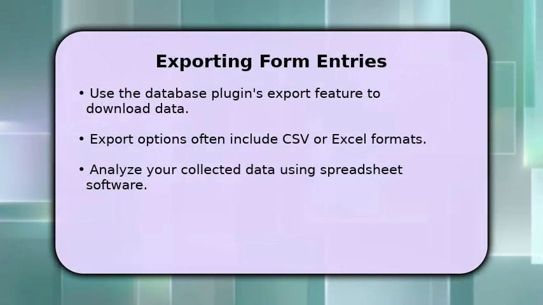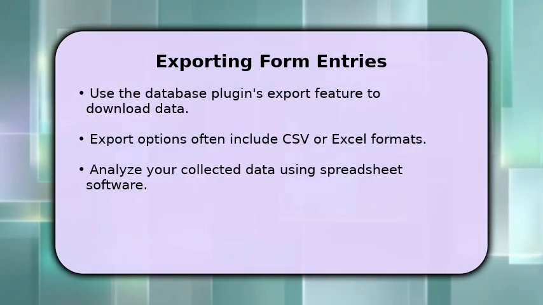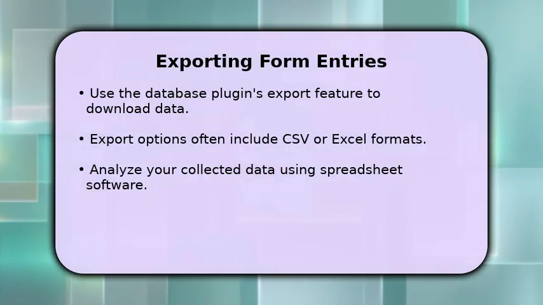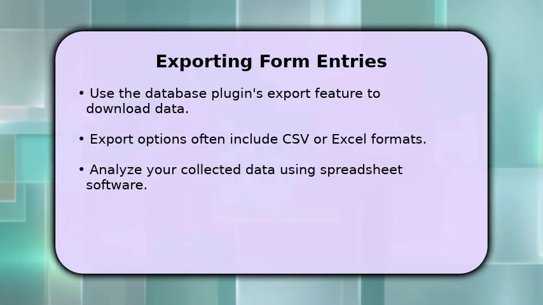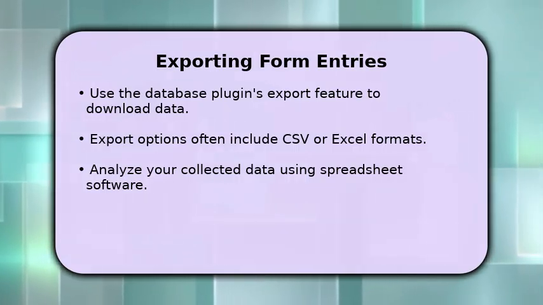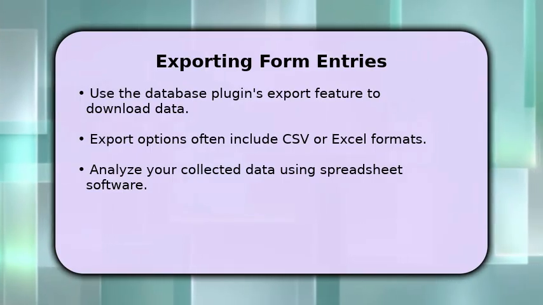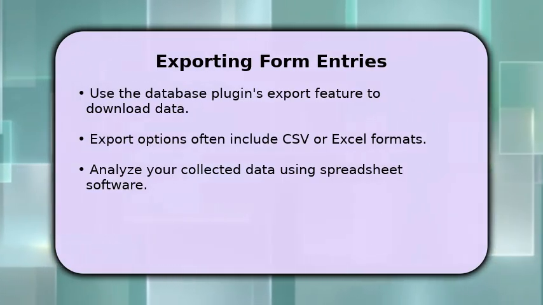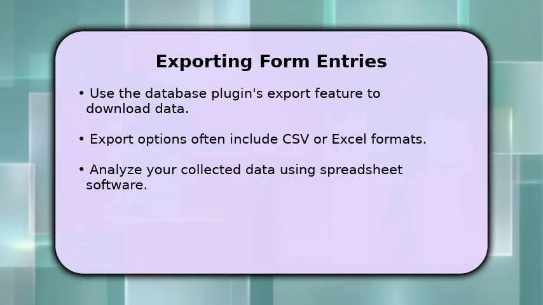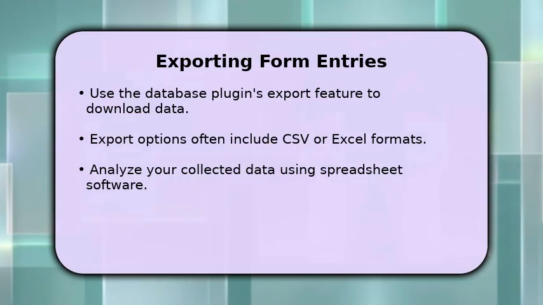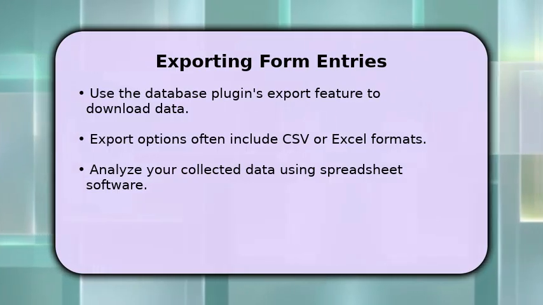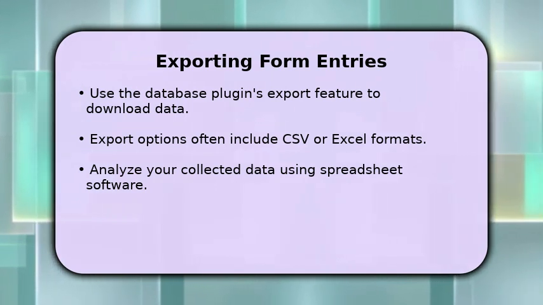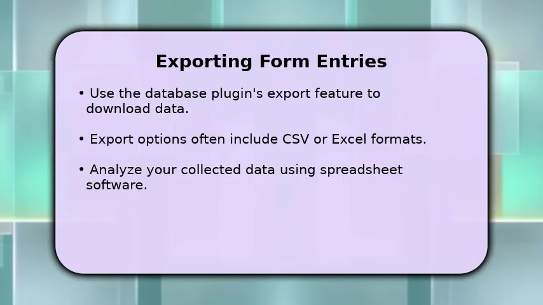Once your form submissions are stored in the database using an add-on, exporting that data becomes incredibly simple. Most database plugins for Contact Form 7 offer a straightforward export feature, typically found within their settings. You can usually choose to export your data in common formats like CSV, which stands for comma-separated values, or even Excel spreadsheets. This allows you to easily download all your collected information and then open it in your preferred spreadsheet software for detailed analysis, reporting, or integration.